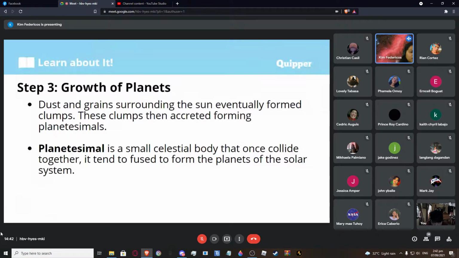Next is we have the growth of planets. Mag-enta please remind me alas tres.